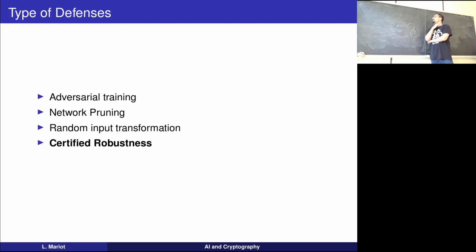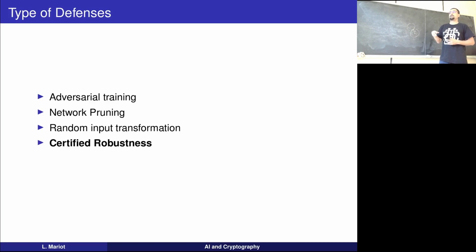Otherwise, there is another approach that is called network pruning. After the training phase, so post-hoc, we are pruning some of the connections, some of the nodes in the neural networks. And in this way, we are able to change the shape of the decision surface that has been learned by the neural network.